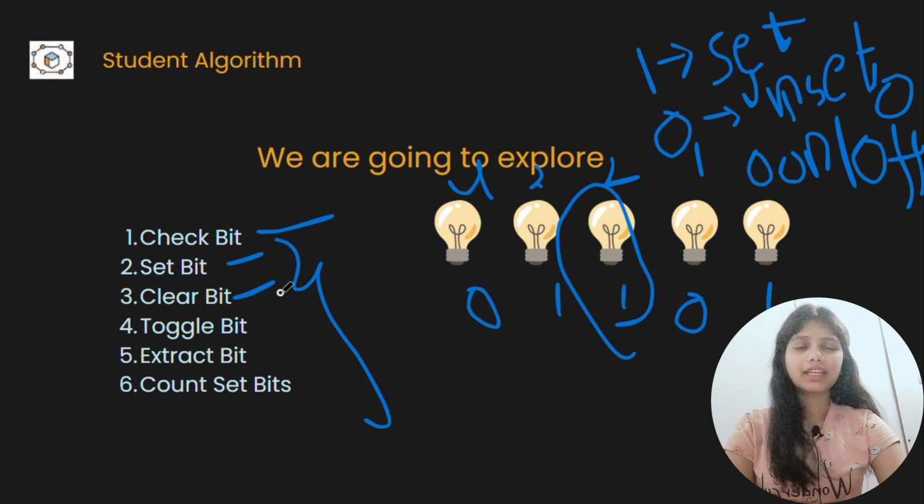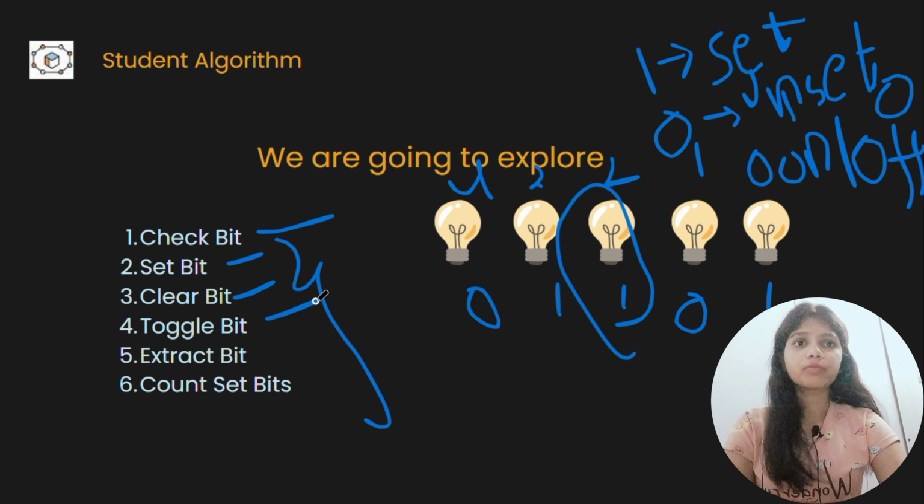Now clear bit. We have turned on the bulb, and now we need to turn it off, so for that we need to clear the bit. No matter whether the bulb is on or off, we need to switch it off. So if we have 1 or 0, we need to set that bit to 0 at a particular position.